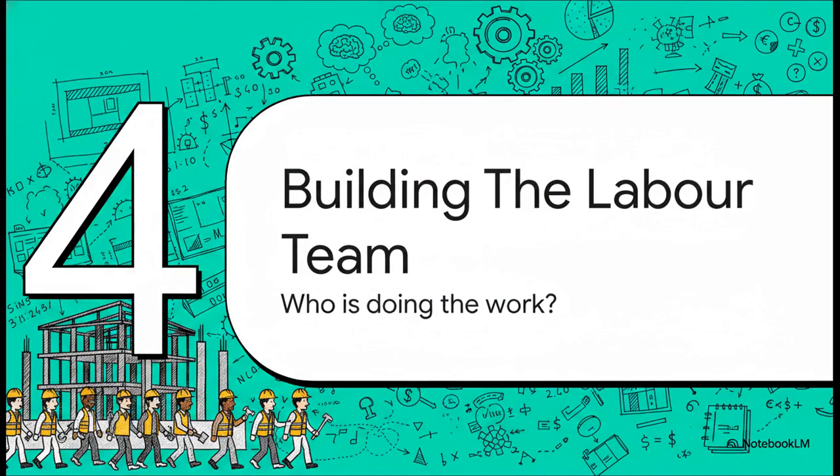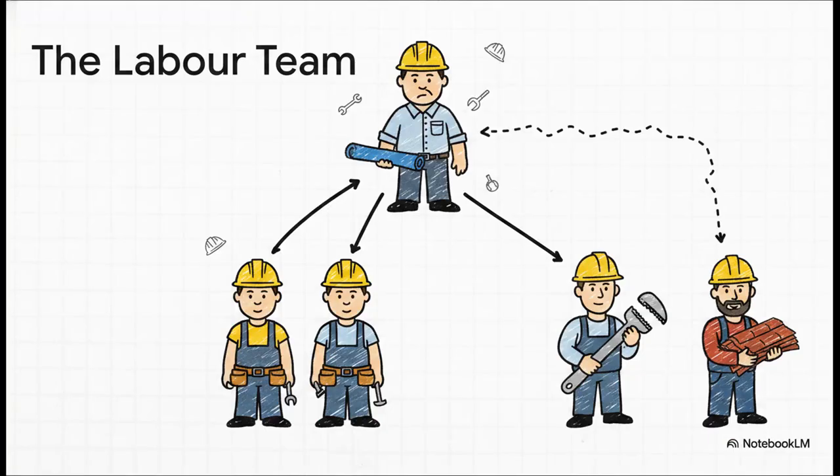All right, Section 4, building the labor team. Who is doing the work? On any given site, you've got three distinct roles. The contractor is the one who actually enters into the agreement with the client and delegates the work. The employees are the paid workers directly under that contractor.